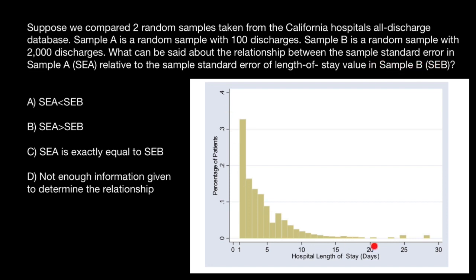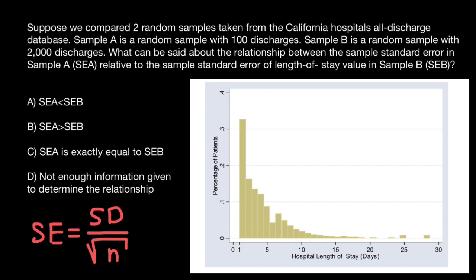And here is a graph which shows the length of the stay in the hospital. We may call this population, and from this population, these two samples were taken. Our answer is going to be based on the formula of the standard error, where in numerator we have standard deviation divided by square root of n, where n stands for the sample size.